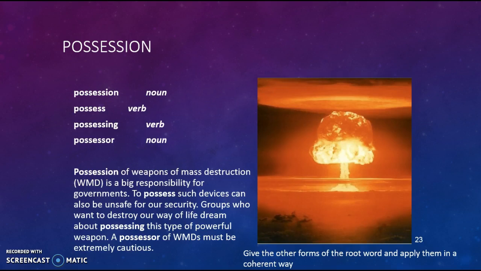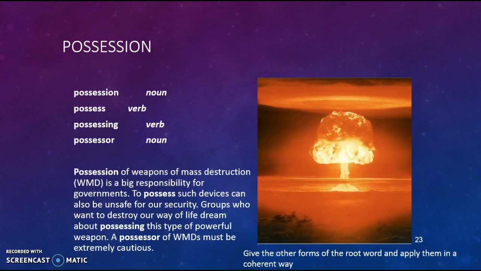Then we're going to do other forms of the root word and apply them in a smooth and coherent way. So possession being the noun, possess being the verb, possessing being the verb, possessor being the noun. Possession of weapons of mass destruction is a big responsibility for governments. To possess such devices can be unsafe for our security. Groups who want to destroy our way of life dream about possessing this type of powerful weapon. The possessor of weapons of mass destruction must be extremely cautious. So you can see how they wrote a little paragraph applying that.